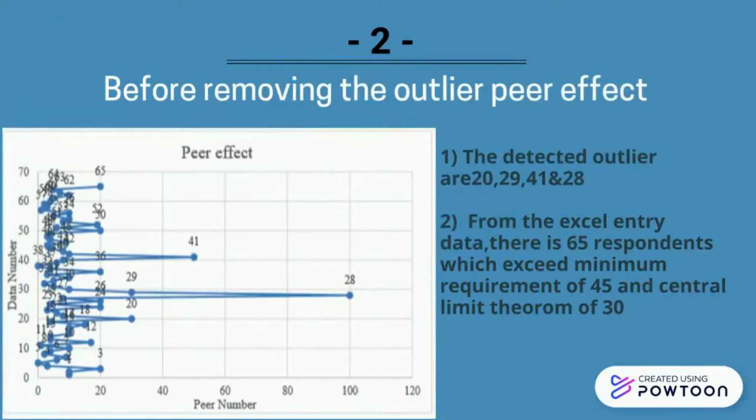From the peer effect graph, the detected outliers are 20, 29, 41, and 28. And from the Excel entry data, there are 65 respondents, which exceed the minimum requirement of 45 respondents and the central limit theorem of 30.